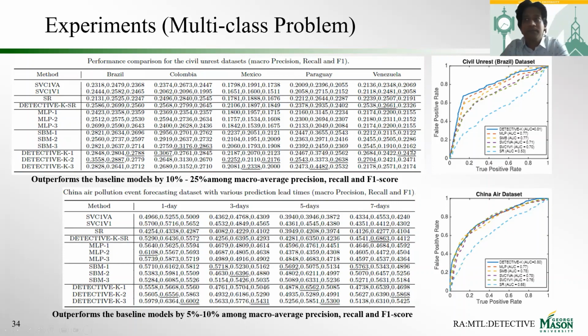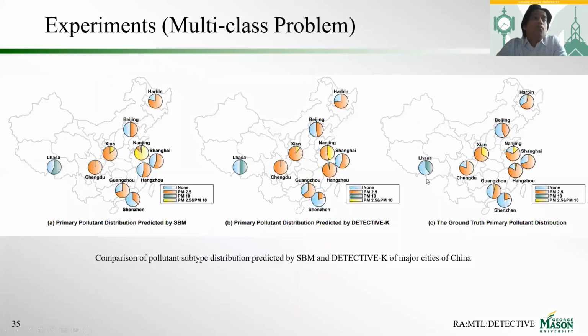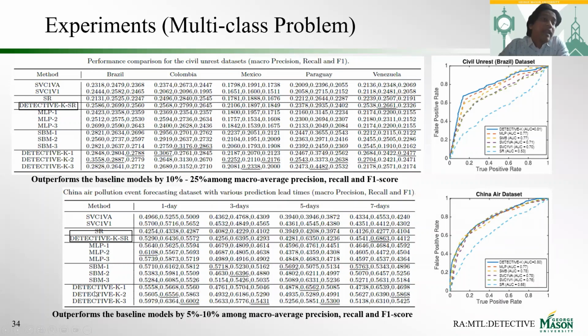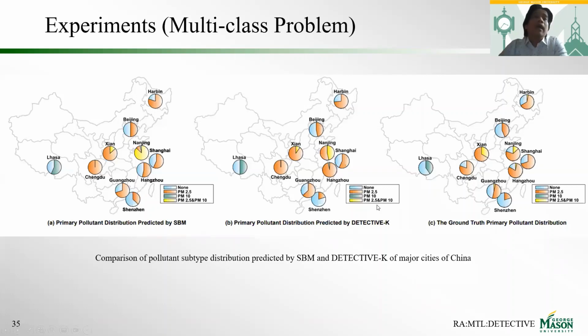One more thing I want to mention: you can use this model directly, without any kind of deep learning layer. Now, if we look at the original data, like what the air pollutant subtype distribution in China is, this is the ground truth. This is what we found based on our model's detection. And this is generally what SBM can find.